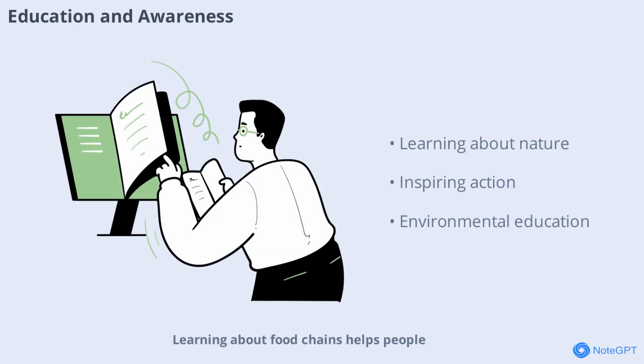Learning about food chains helps people understand the importance of every organism, no matter how small. Education programs in schools, museums, and nature centers teach about the connections in nature and inspire action to protect the environment. Awareness is the first step toward positive change.